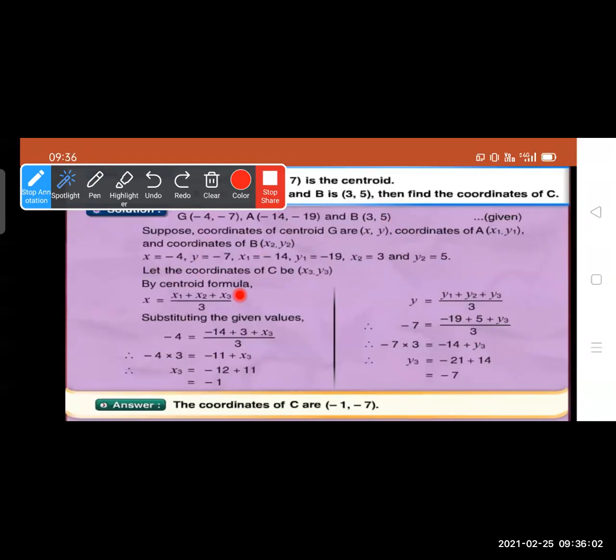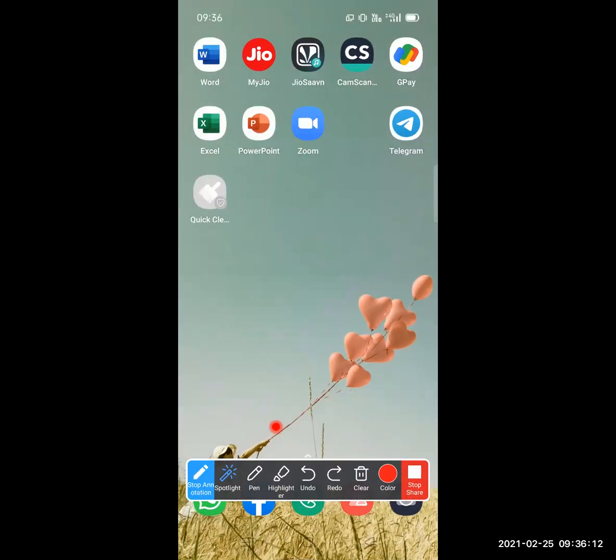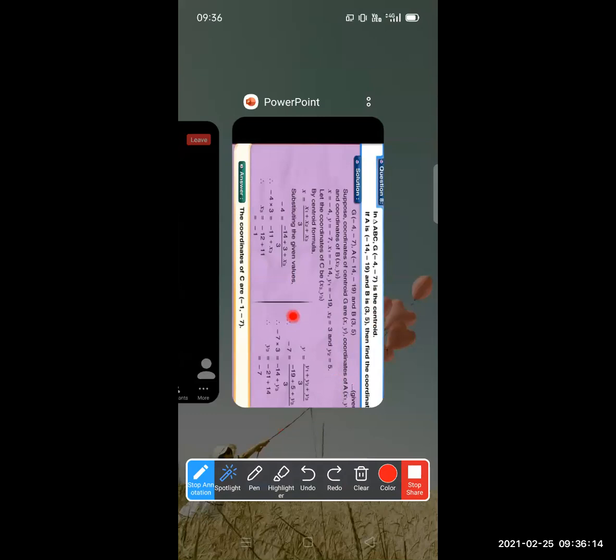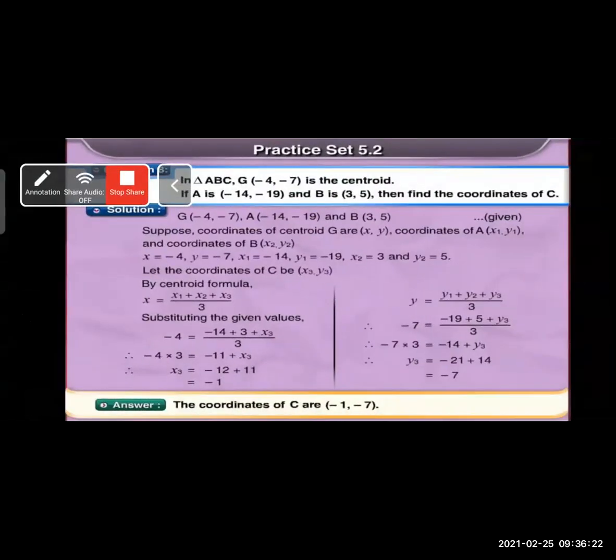Substitute all these values. We have to find the value of x3. Substitute the x, x1, x2 values, we get x3. Similarly substitute the y values. So x3 is equal to -1 and y3 is equal to -7. Okay. Next question.